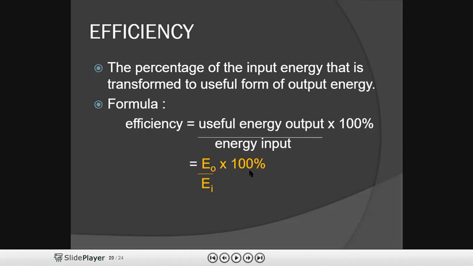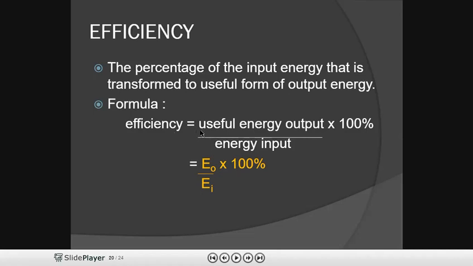Is that clear? Then the efficiency, the second thing, is there. Efficiency means when we provide some energy to a machine, then how much energy is being converted by that machine into useful work. This is called its efficiency. Not a single machine is there which is 100% efficient. Some of the energy goes waste or is converted into other forms. So it is the percentage of the input energy that is transformed to the useful form of output energy.